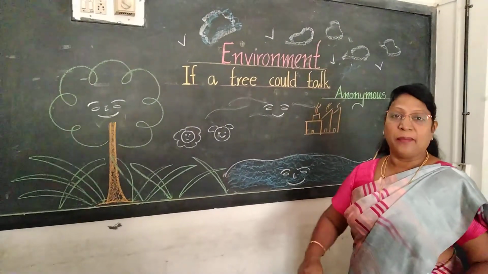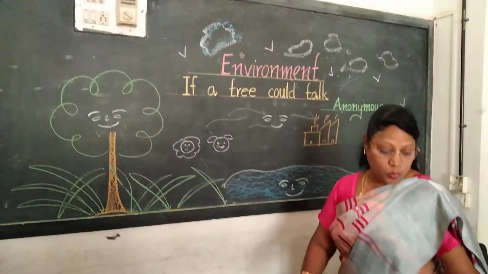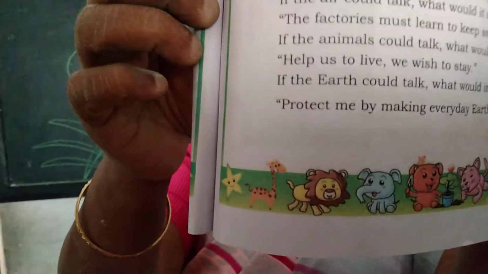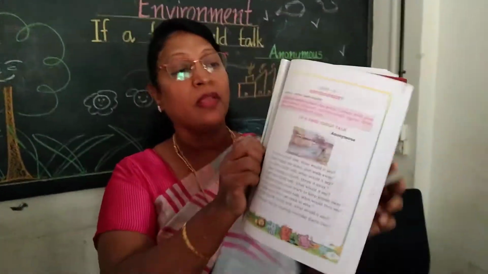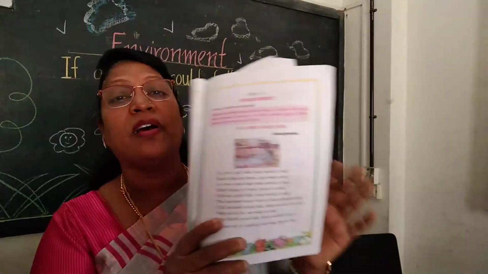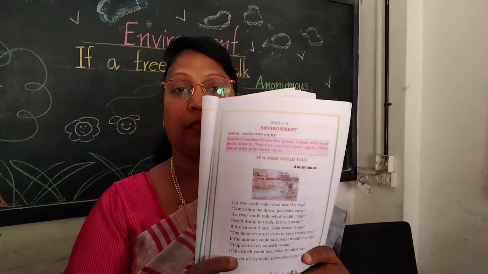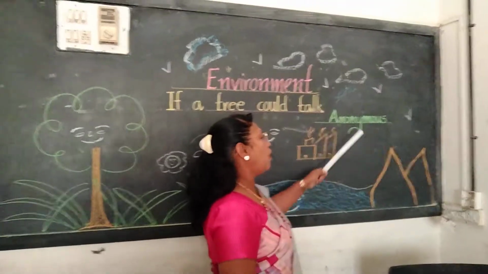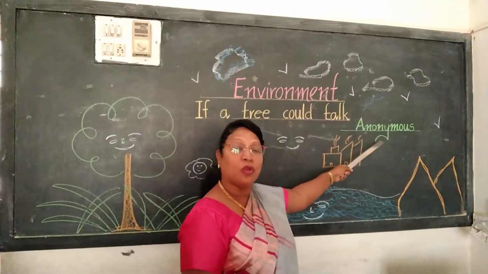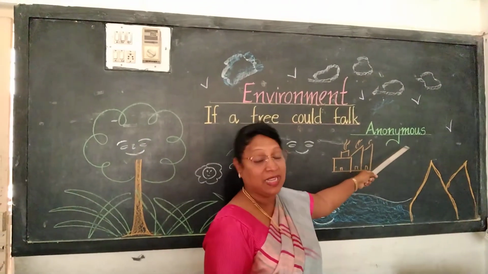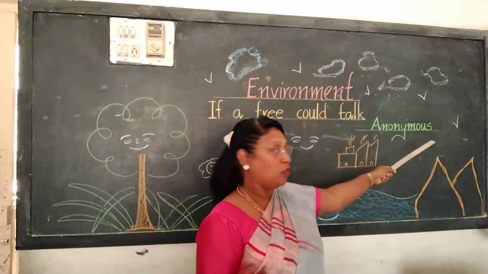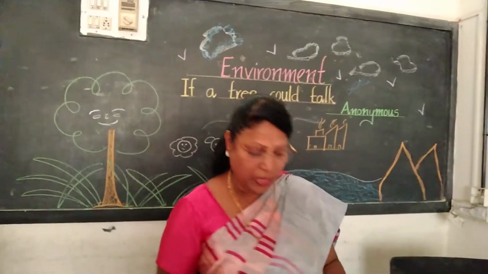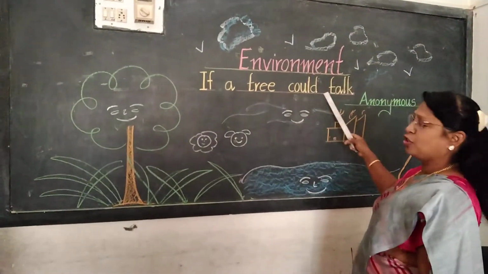Now, under environment, we are going to learn a poem which is on page number 33. The name of the poem is If a Tree Could Talk. It's written by Anonymous. What does the word anonymous mean? Anonymous means we do not know who wrote it, but it's a nice poem with a lot of meaning. So it is given in your text. What do you mean by this heading, if a tree could talk?